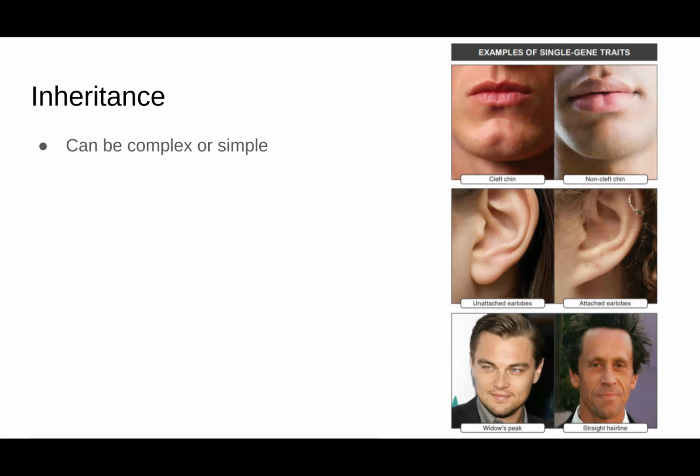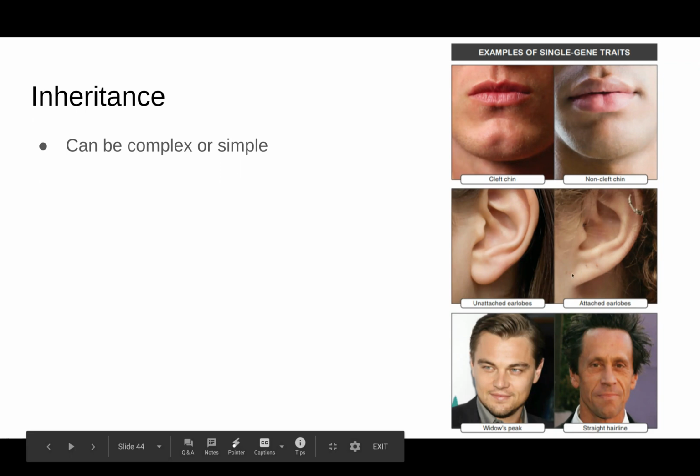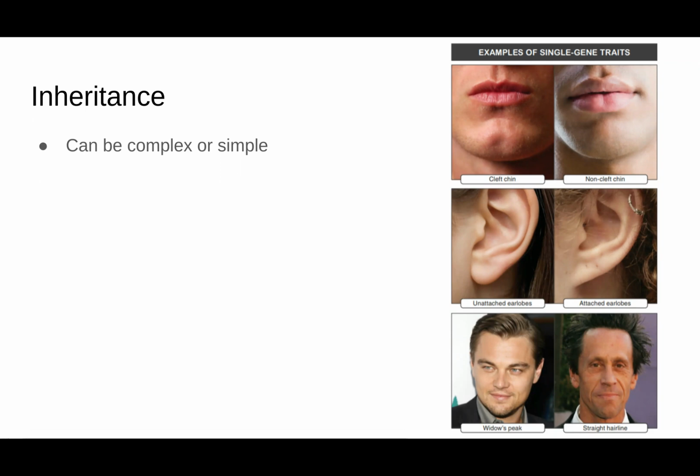It can be complex and it can be very simple. In terms of simple things, there's a number of traits that are single gene controlled. These include things like cleft chins, how your earlobes are attached, or having a widow's peak. When we think about complex things like eye color, we're looking at traits potentially controlled by multiple genes. Genes make the proteins in your body, proteins are the action, and they ultimately are the traits within an organism.